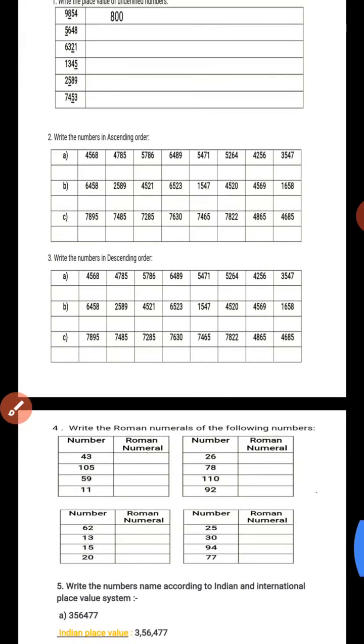Then next, write the Roman numerals of the following numbers. I have already explained about the Roman numerals. So you will write the Roman numerals. Okay.